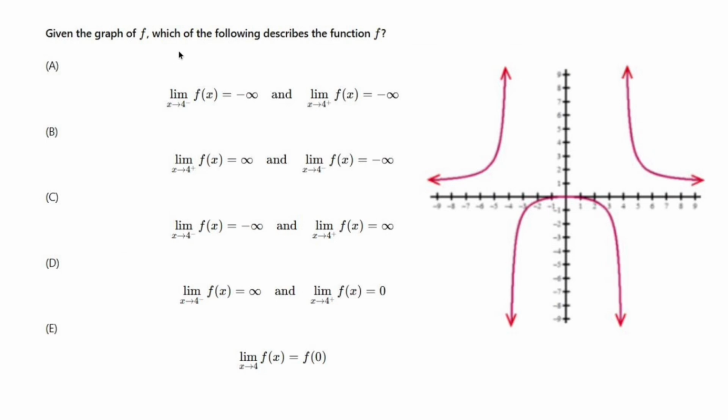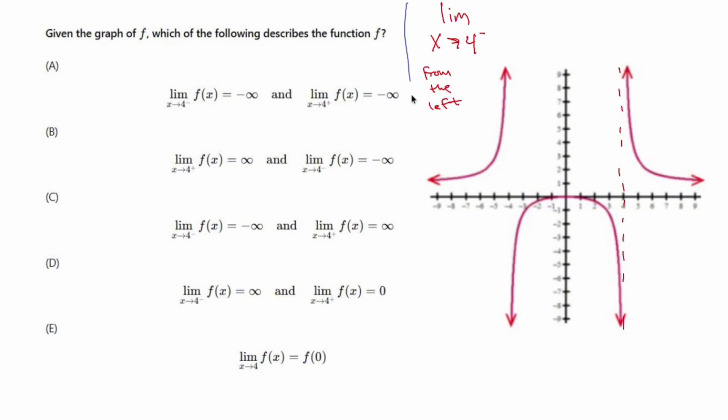Given the graph of f, which of the following describes the function of f? So we're looking at these options and they want left-handed and right-handed limits at 4. Now when you see something like this, the limit as x approaches 4 with a little negative, that means from the left. You are approaching 4, which is right here. And by the way, 4 appears to be a vertical asymptote. You are approaching 4 from the left.